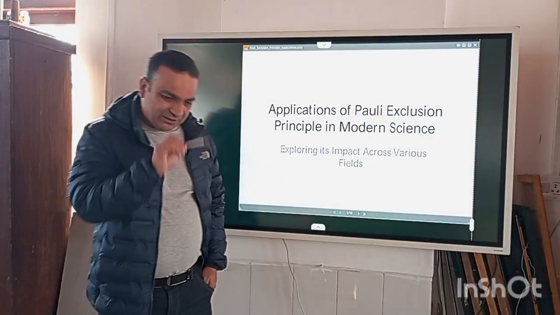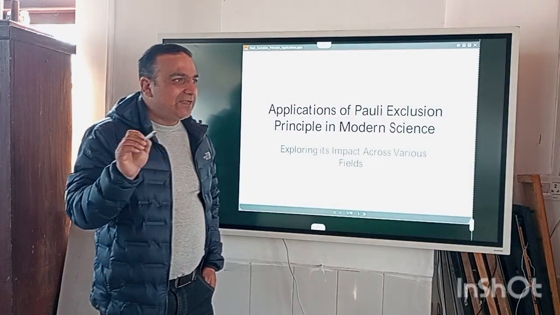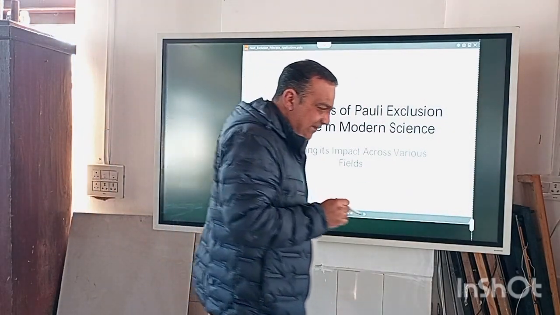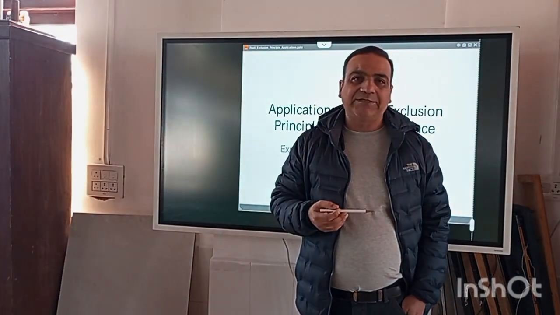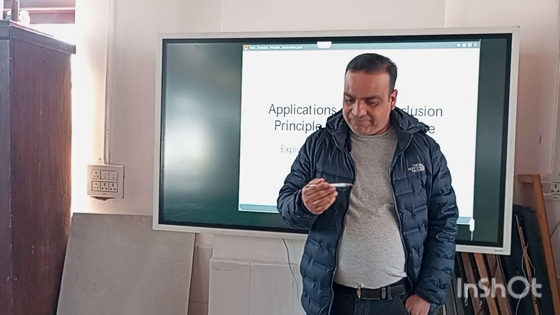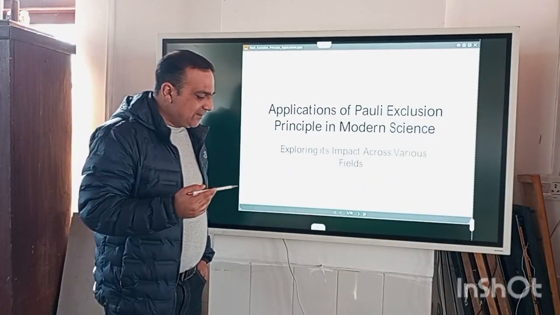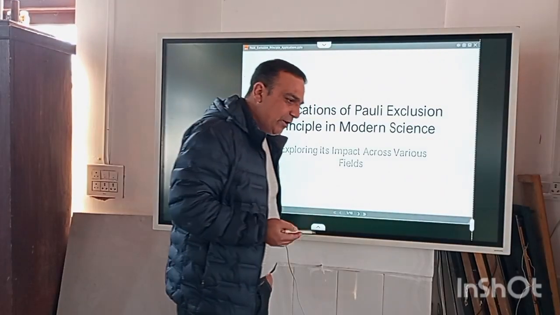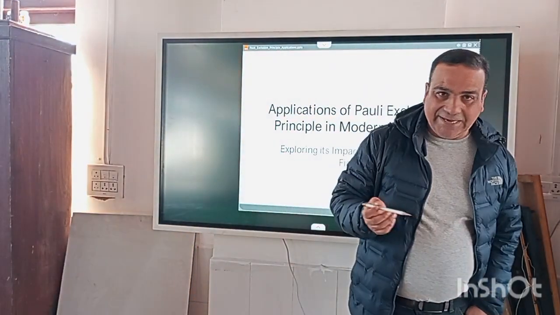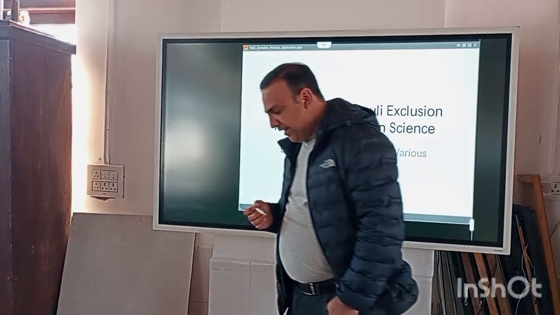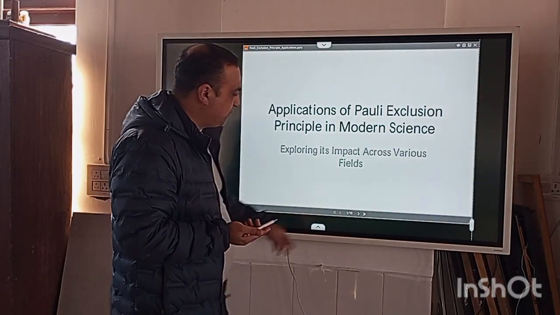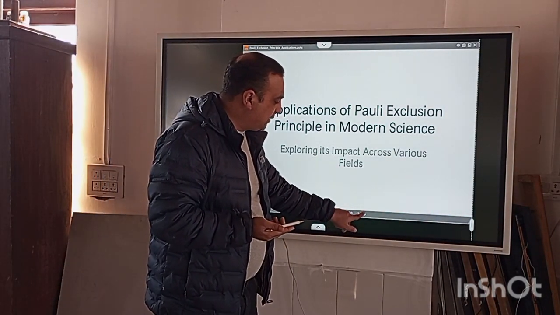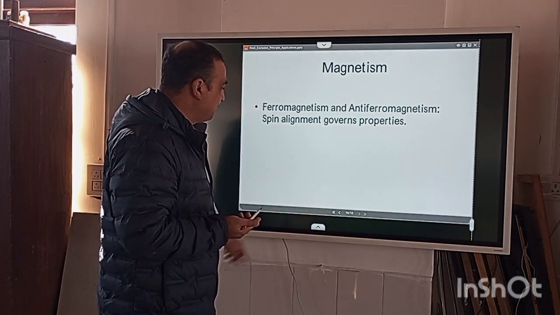So if you have two electrons in the same quantum state, they cannot have all four quantum numbers the same. Even if their first three quantum numbers are the same, the last one, which is the spin quantum number, has to go against each other. So this is what Pauli's exclusion principle states.